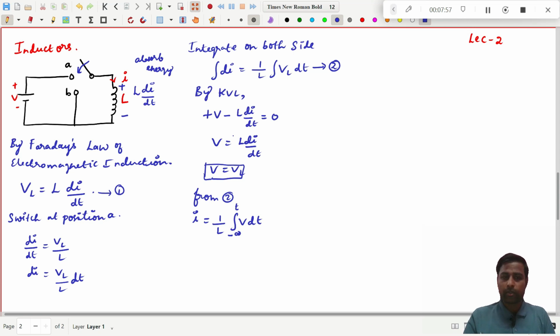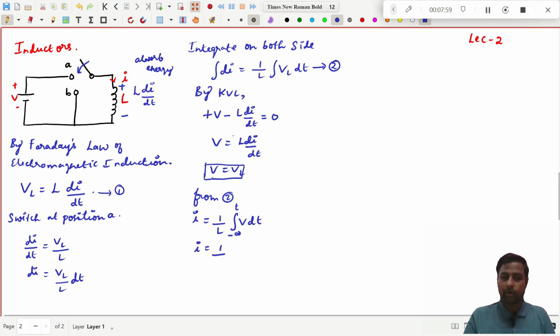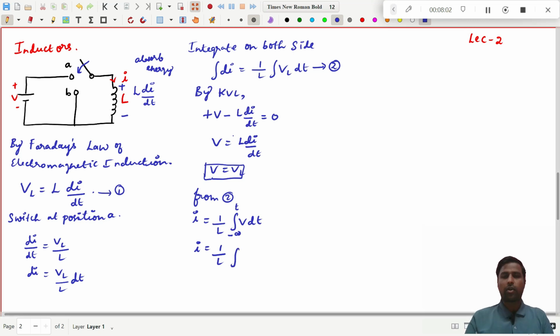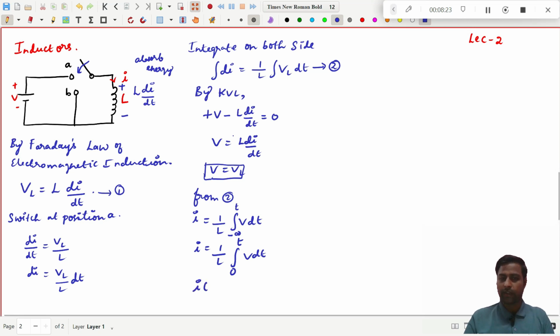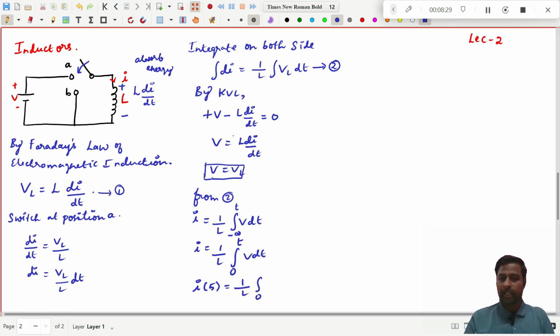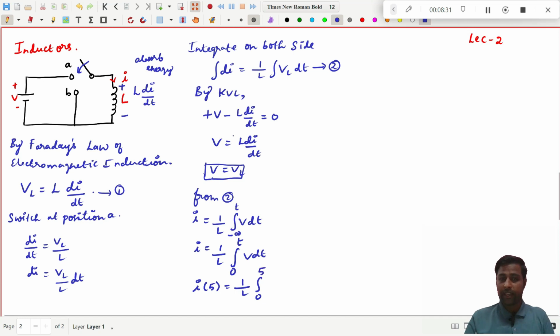So I will write I is equal to 1 by L integration of, let us consider that this inductor has not been connected to any voltage source before that particular time. So I will take this as 0 to particular time t into V dt. Now what I need to find? I need to find what is the current at 5 seconds, right? So the current at 5 seconds will be equal to 1 by L integration of 0 to 5 into V dt, right?